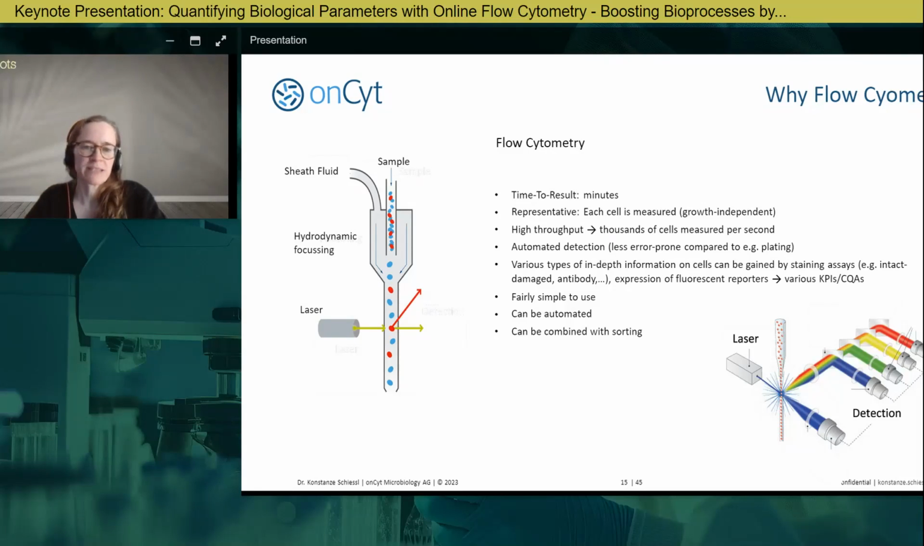So many people might say FACS and flow cytometry is the same thing, but it's actually not. The flow cytometry itself is just the analyzer that I'm showing here, but you can combine it with sorting. And this is not something that we do, so it will also not be in the examples, but it's a really cool feature of flow cytometry.